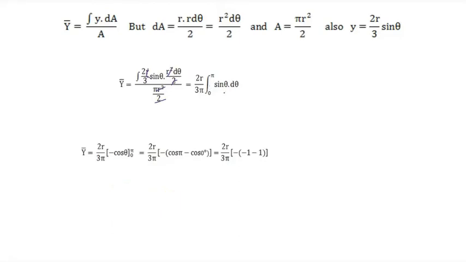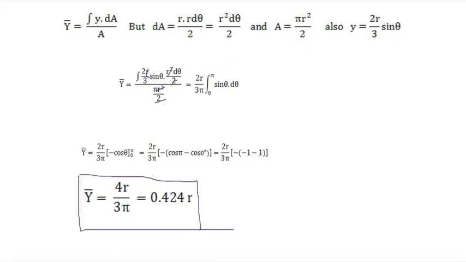The integration of sin theta is minus cos theta. So minus cos theta with limits from 0 to pi, you will get 2r/3 pi times minus, substituting the limits, cos pi minus cos 0. Cos pi is minus 1, cos 0 is 1, therefore minus 1 minus 1 is minus 2, and minus of minus 2 becomes plus 2, so 2 into 2, 4. So 4r by 3 pi is the y bar for a semicircle. The value of y bar is equal to 4r by 3 pi.